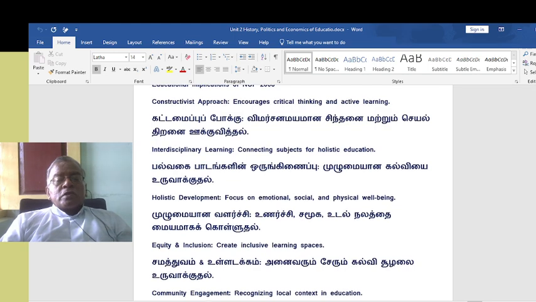Holistic development, focus on emotional, social and physical well-being of both teachers and students.